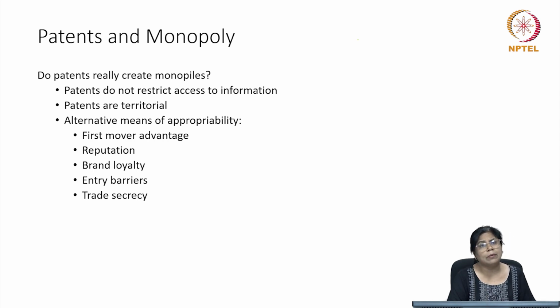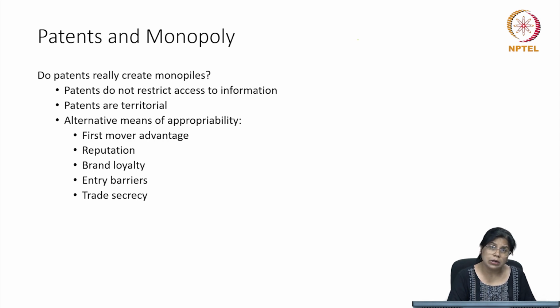Apart from that, there can be entry barriers in a particular sector. So that can also be used by the companies instead of merely using the patents to restrict the competitors from providing imitative goods in the market. Apart from that, trade secrecy has also been treated as one very important way through which the companies will be able to appropriate the intellectual property that they have created.